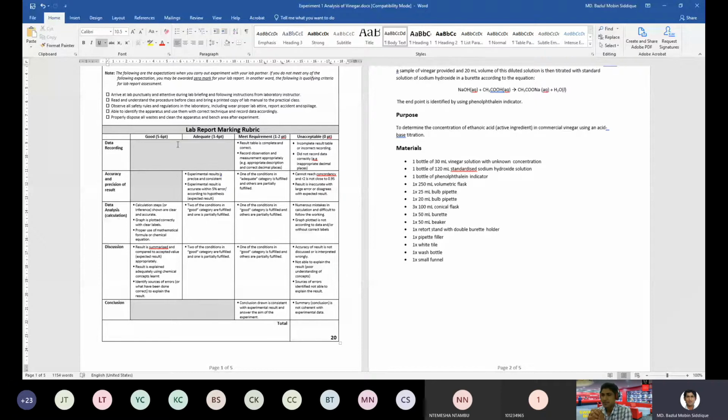Also, in the discussion, the methodology is already there, that is how you do it. But in the discussion, you also tell us why the result is like this: why the result is good, or bad, or acceptable within the range. Or what are the errors? What could be the error?